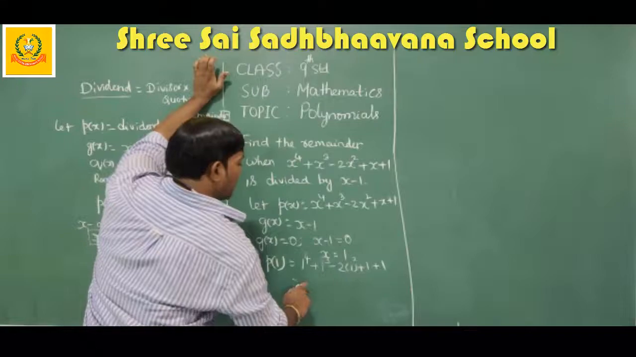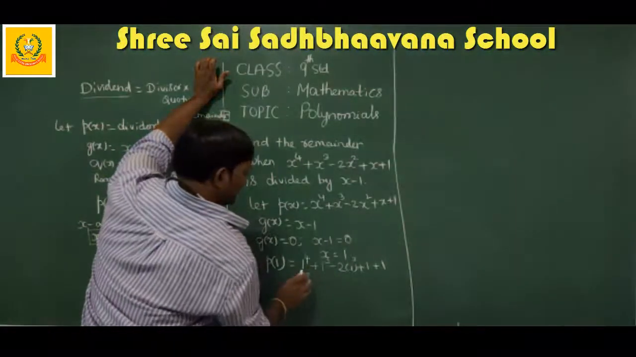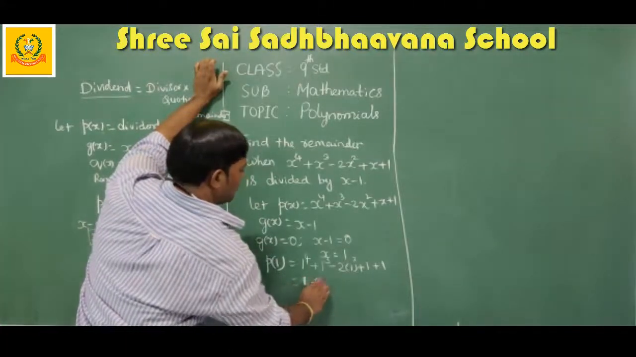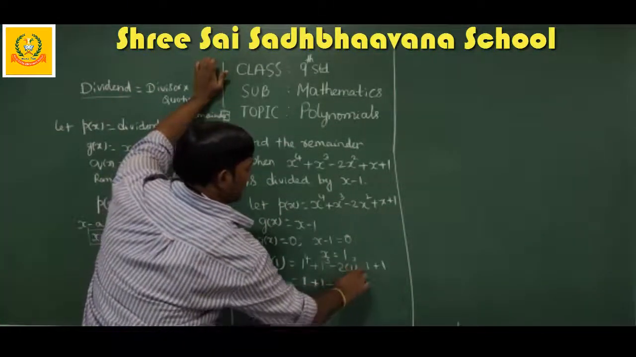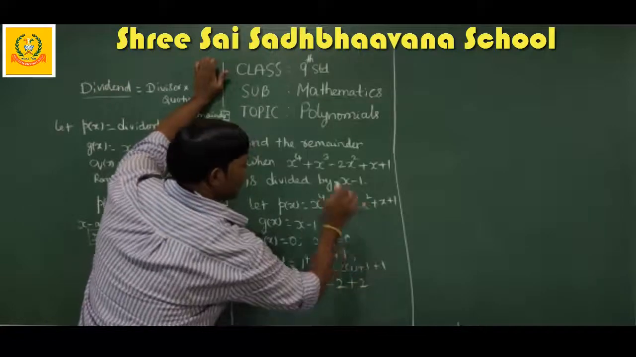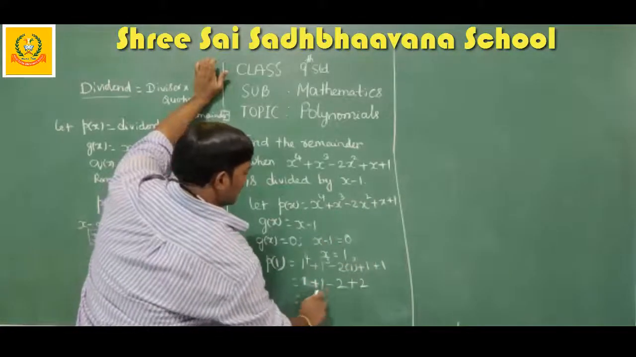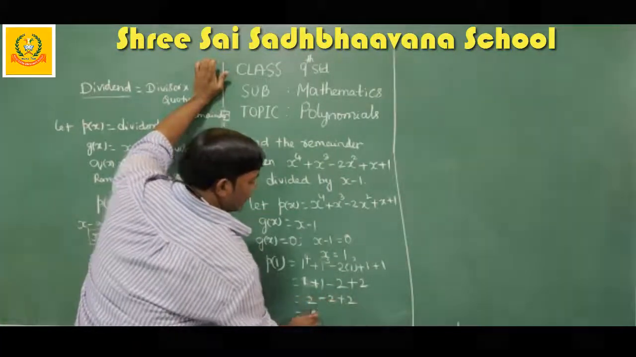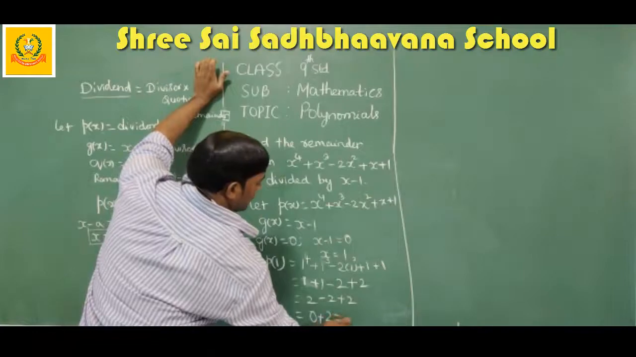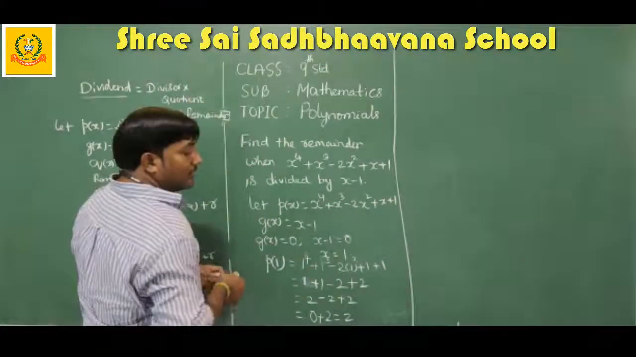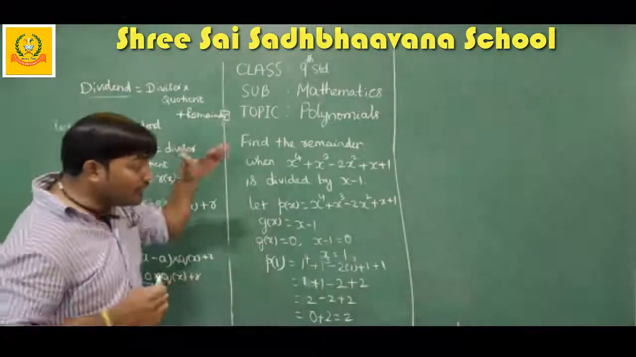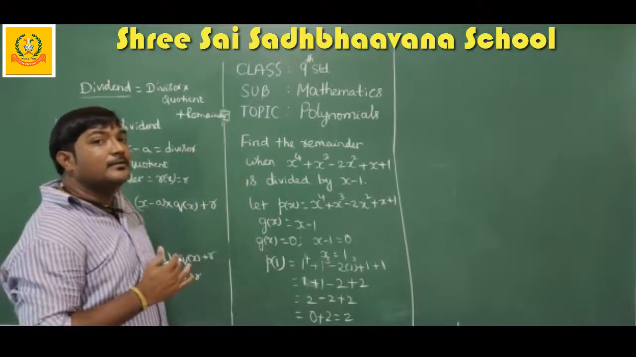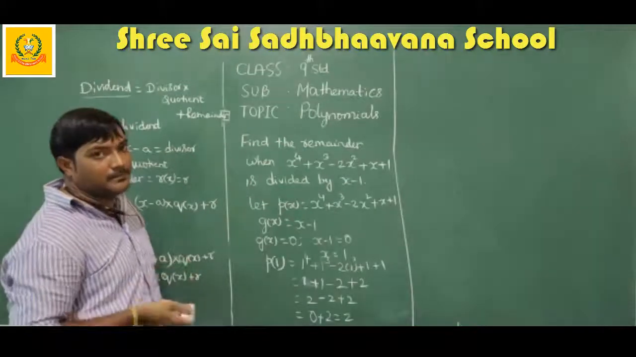So what happens? I'm directly writing 1 power 4 is 1. So 1, again 1, minus 2 into 1 square is 2, plus 1 plus 1 is 2. So again 2 minus 2 plus 2. Correct? So 2 minus 2 is 0, 0 plus 2, which is 2. So what is your remainder here? 2. So we got the remainder without actual division. So that is the purpose of our remainder theorem.